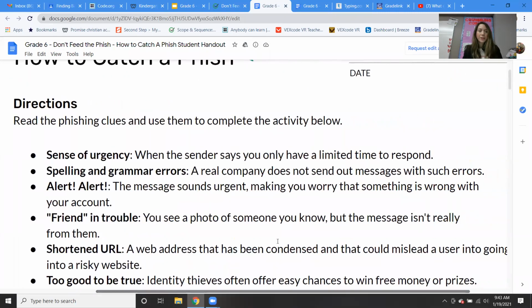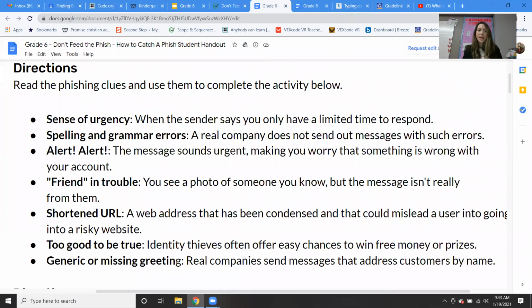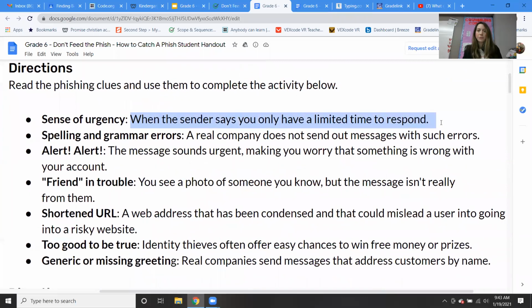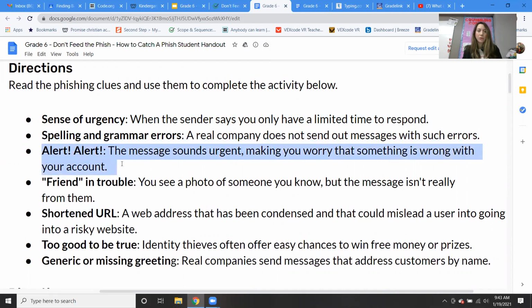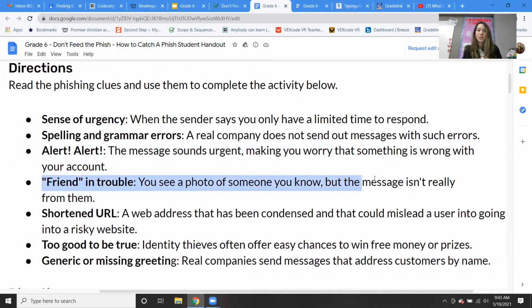So for example, sense of urgency. When the sender says you only have a limited time to respond, that would be a red flag for phishing. Spelling and grammar errors. A real company does not send out messages with those kinds of mistakes. Alert, alert. The message sounds urgent, making you worry that something is wrong with your account. That's another red flag. Friend in trouble. You see a photo of someone you know, but the message isn't really from them. Oh my gosh, that is so creepy, but it does happen. That's a red flag. It's phishing.